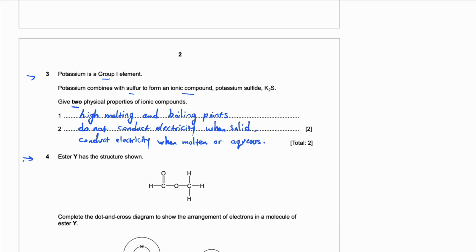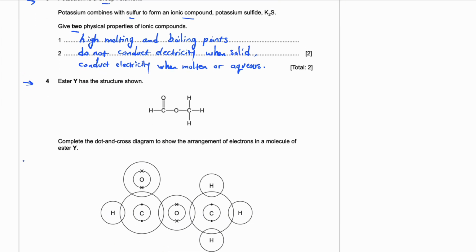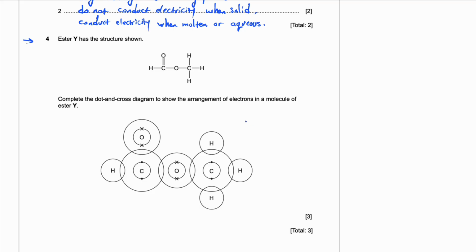Next question. Ester Y has the structure shown. Complete the dot and cross diagram to show the arrangement of electrons in a molecule of ester Y. We are going to make bonds between atoms according to that given structure. So as you may notice here, between carbon and hydrogen, the bond is a single bond. Remember, a single bond means a shared pair of electrons between the atoms.